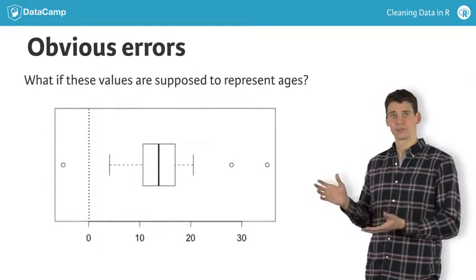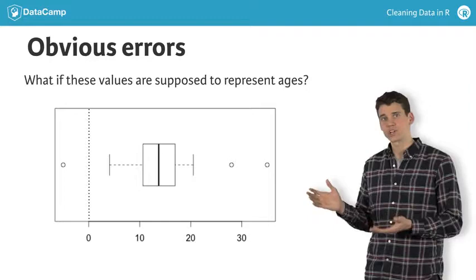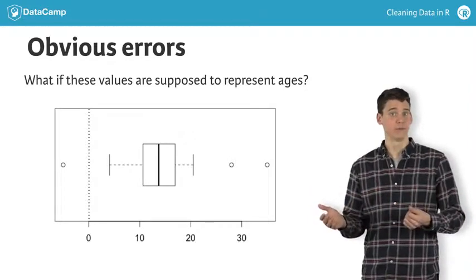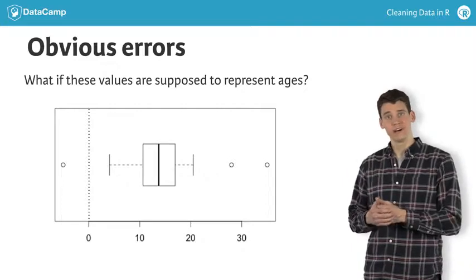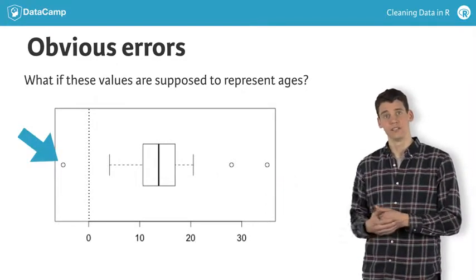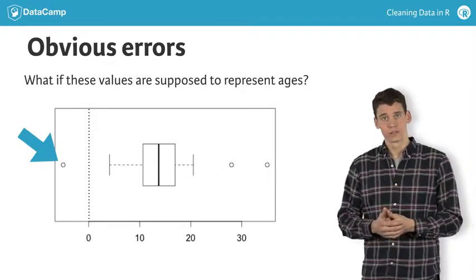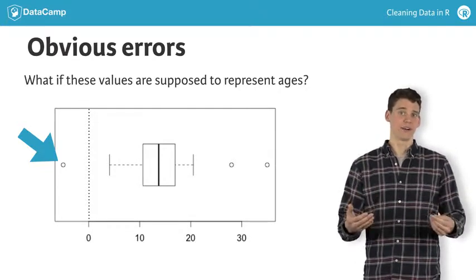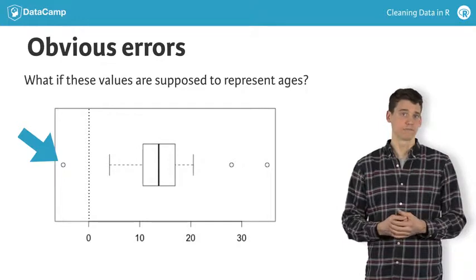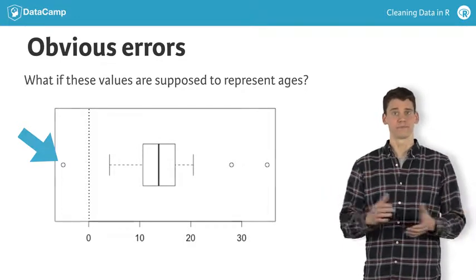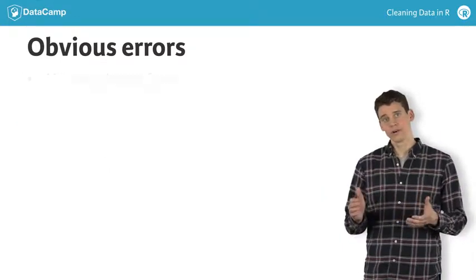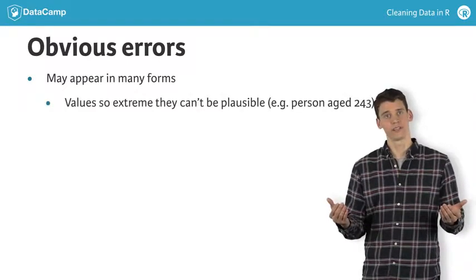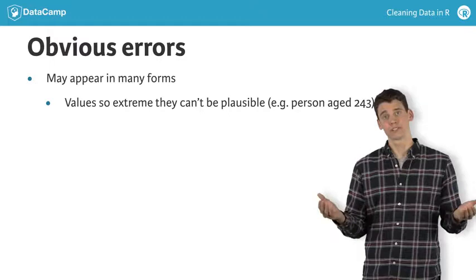Looking back to the box plot example, how do things change if I told you these values represent the ages of people? Well, the extreme value all the way to the left is less than 0, so something must be wrong. This is a case of an obvious error in the data because there's no such thing as a negative age. So errors may appear in many forms, including values so extreme that they can't possibly be plausible.